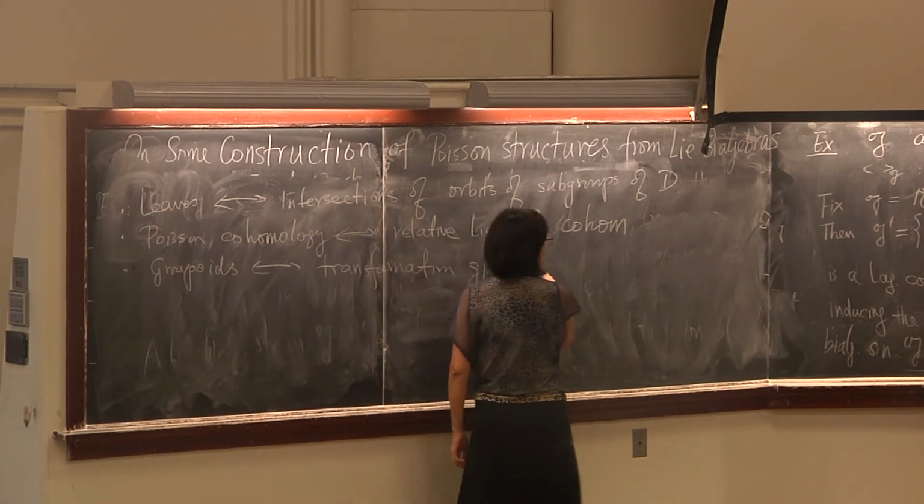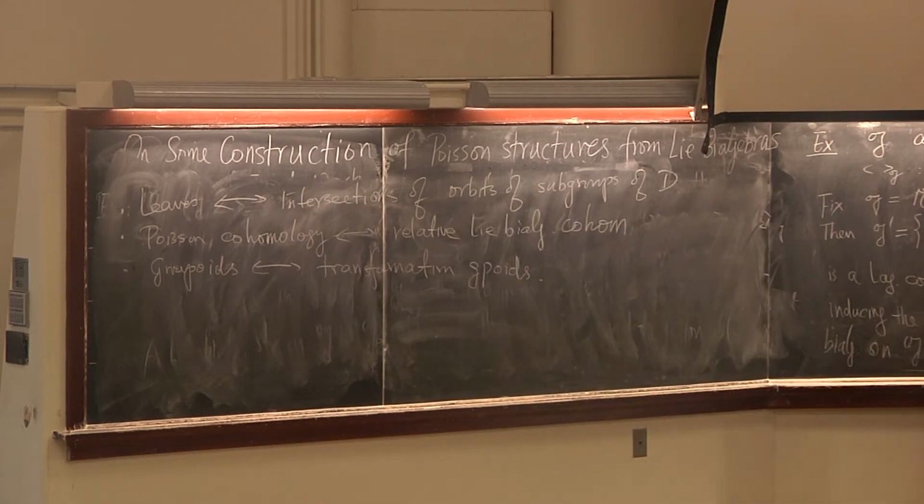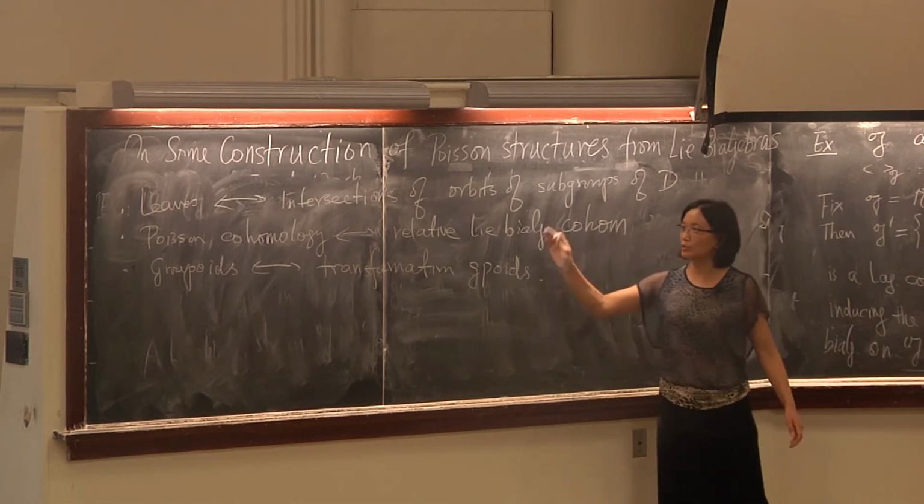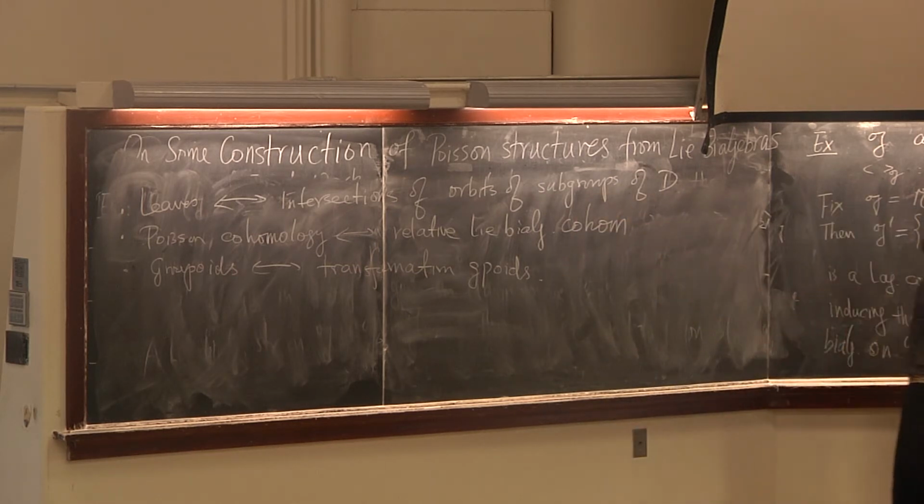Okay, so this is the flaw. This is the idea behind it. This is the reason why this class of Poisson structures is easy to understand. Of course, you still have to compute relative Lie algebra homology. You still have to look at all of that, but it's translated into Lie algebra language. Okay, so that's the whole idea.